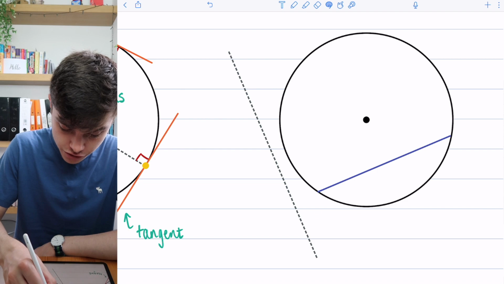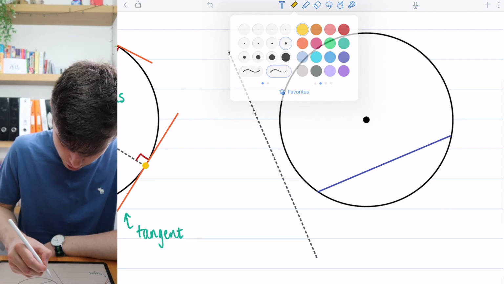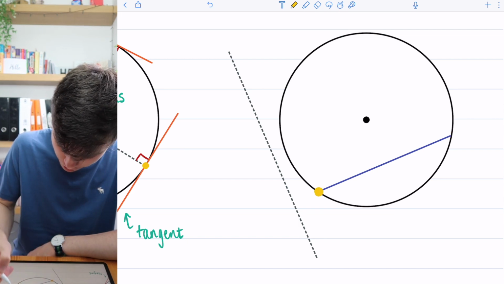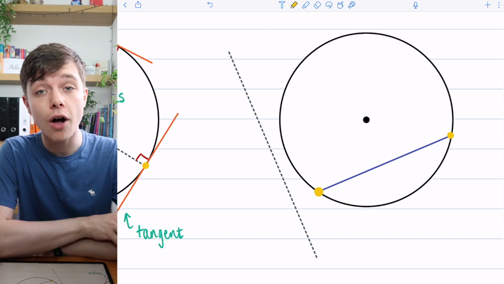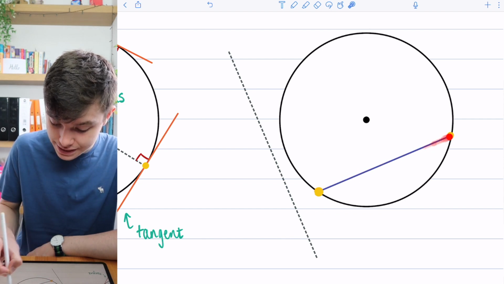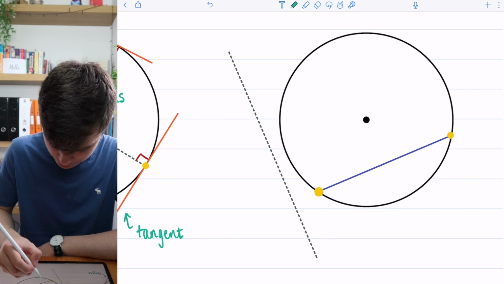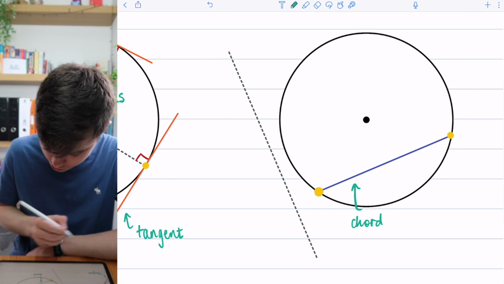We have two points on the circle, and again, I'll do them in yellow. We have a point there, and we have a point there. Both of those points are on the circumference, and this blue line connects those points together. That makes the blue line a chord. So I will write that on there. That blue line is a chord.